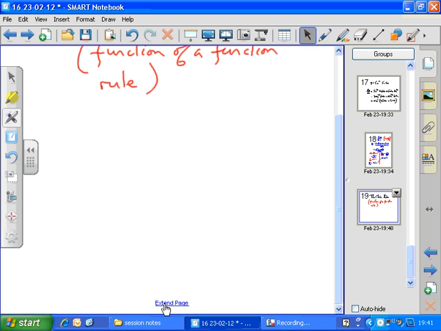So let's have a look at some examples. Y equals e to the sine 2x.